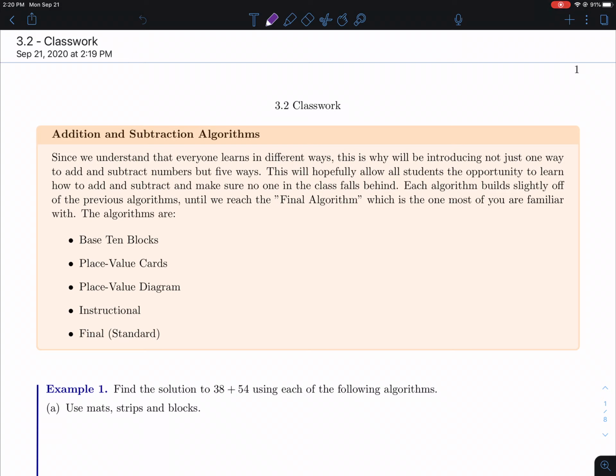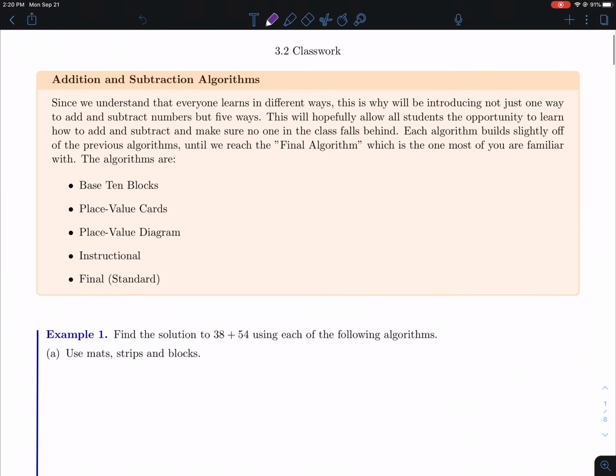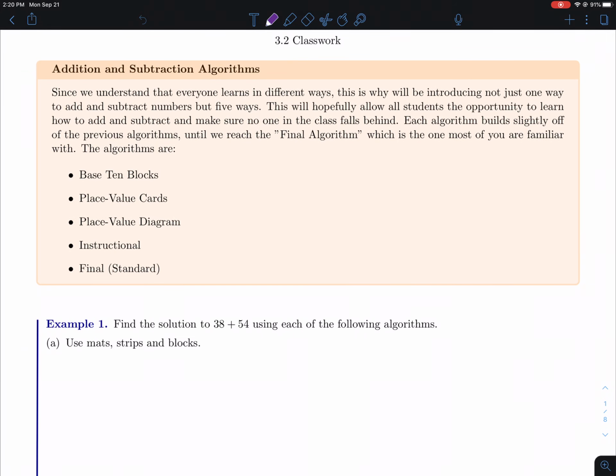So these methods are going to get simpler at the beginning, till finally it ends up looking pretty much exactly like our final algorithm, which is probably the way you guys are used to adding anyway. So again, just be mindful of what we're doing and how to do them, because we want to be able to use these different techniques for students so everybody has a fair chance to learn what's going on.